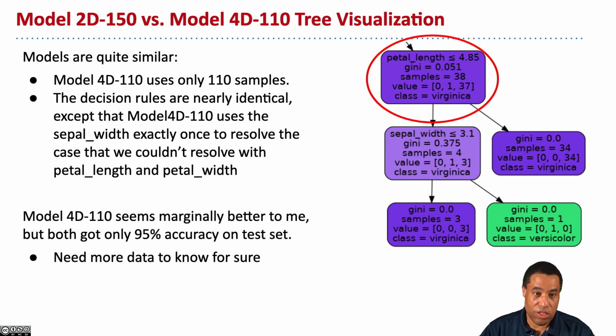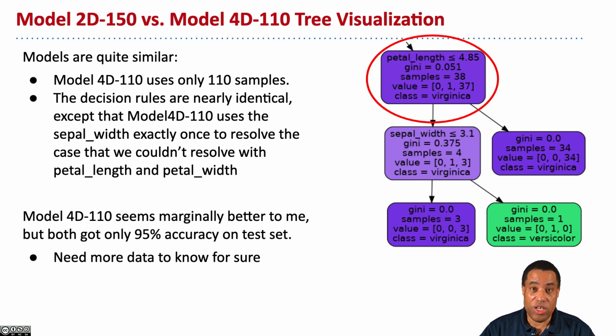So sepal width less than or equal to 3.1. On the left, we have virginica, and on the right, we have versicolor. And so it would seem that the model should be better, because it gets actually 100% on our training set. It's able to fully differentiate all of the training instances. But in both cases, we end up with 95% accuracy on our test set.